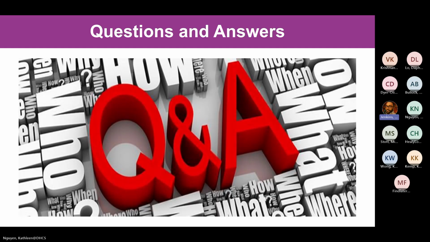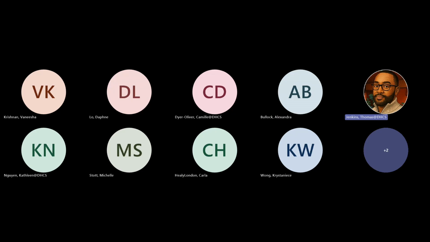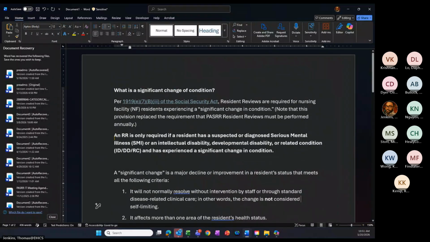The definition we have on the page right now is really vague, and this new definition focuses on who actually needs to submit a resident review. The key thing here, and I'll zoom in a little bit so you all can see, is the RR is only required if a resident has a suspected or diagnosed serious mental illness or an intellectual disability, developmental disability, or related condition, and has experienced a significant change. Before, the definition only talked about significant change. It didn't say specifically for those who have a diagnosed or suspected SMI or IDDRC. So that's the big difference.